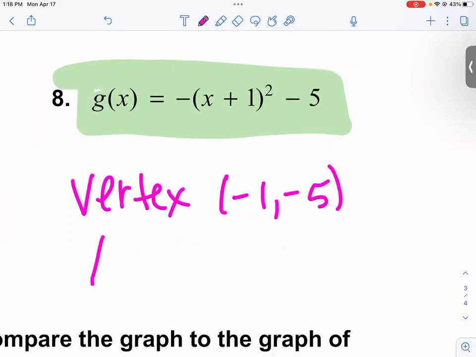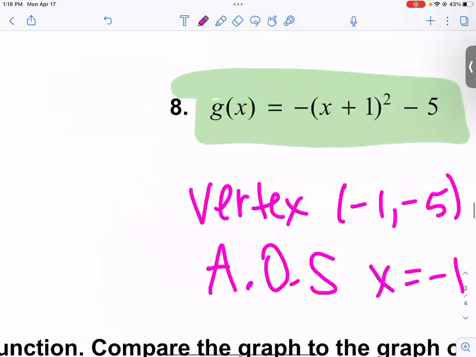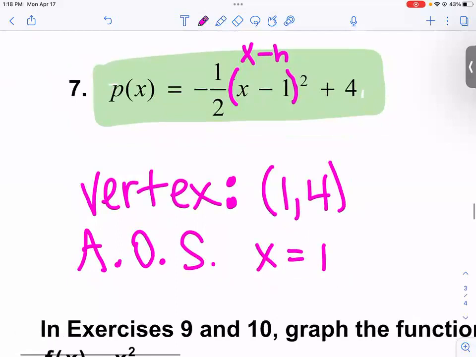Good. And our axis of symmetry would be x equals -1. You know what I think would just be helpful? If we're in vertex form, whatever is inside the square, your vertex is going to be opposite. So since this was x plus 1, your vertex is at -1. Okay. All right, now let's go back to number 7.